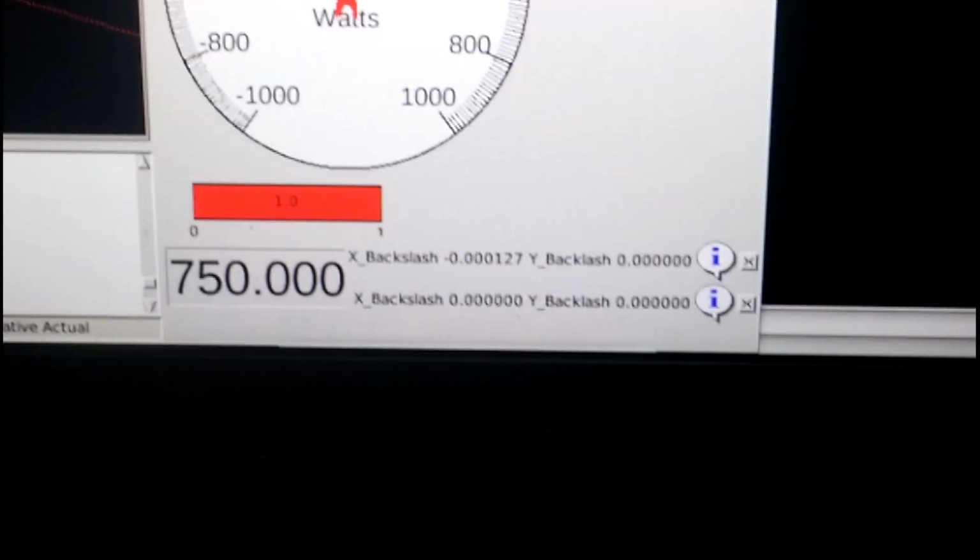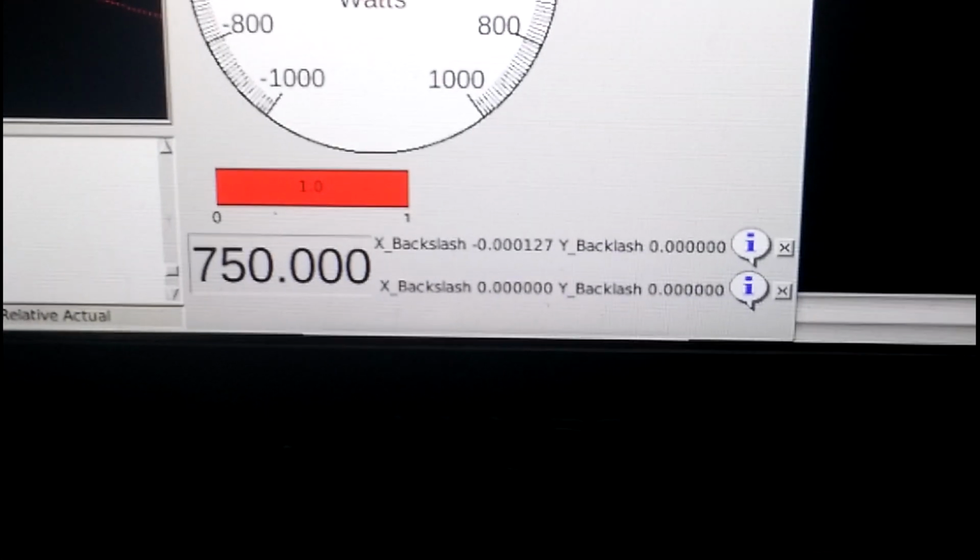Maybe I'll cut a couple quick circles and see if we can see a difference between backlash on and backlash off. Alright.